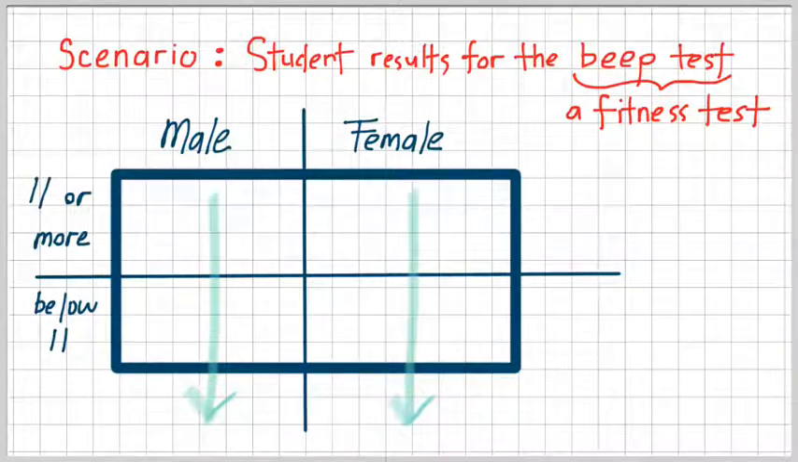But the other thing we can do is look from left to right of the table, so horizontally. We can look at the total number of students that scored 11 or higher. It doesn't matter if they're male or female, we can total both of them up and get an answer there. Similarly, we can look at the total number of students who got a score below 11. So this table is going to help us look at these numbers and calculate probability. Let's move on and see what we've got coming up.